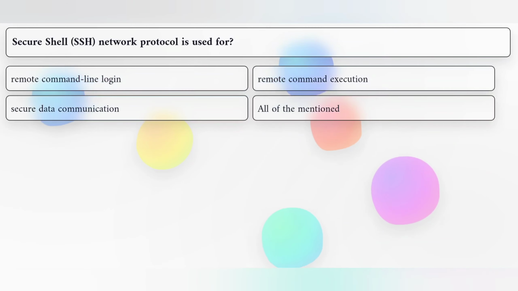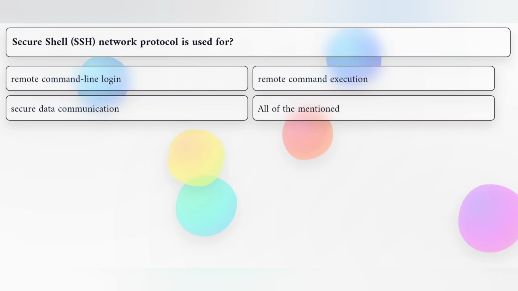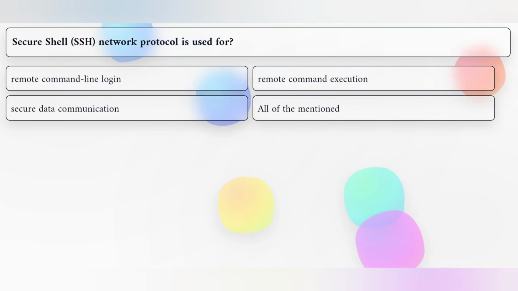Secure Shell SSH network protocol is used for remote command line login, remote command execution, secure data communication. All of the mentioned.